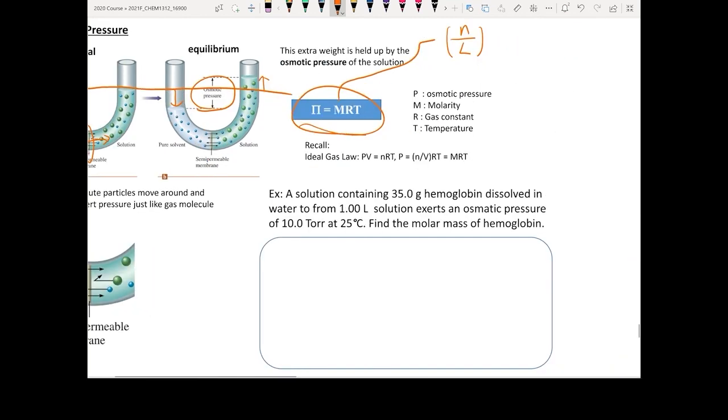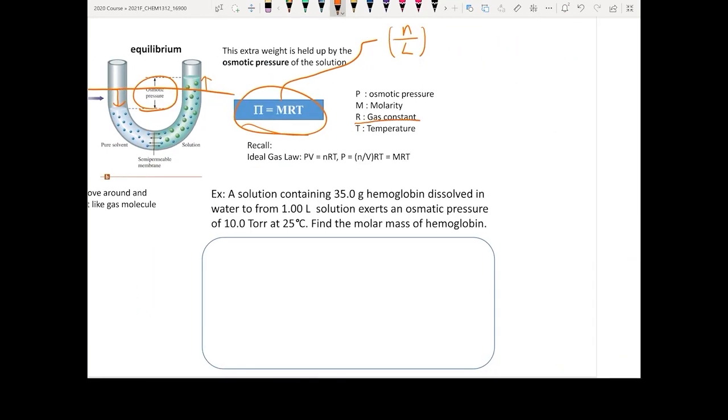R, in this case, is a gas constant. It's very important that you use the correct R, 0.08206, and you have the unit of liter atm per Kelvin per mole. Many students use the 8.314, which has the unit of joule per mole Kelvin. This is actually not the R you want to use. Temperature has to be in Kelvin. The pressure has to be in atm.